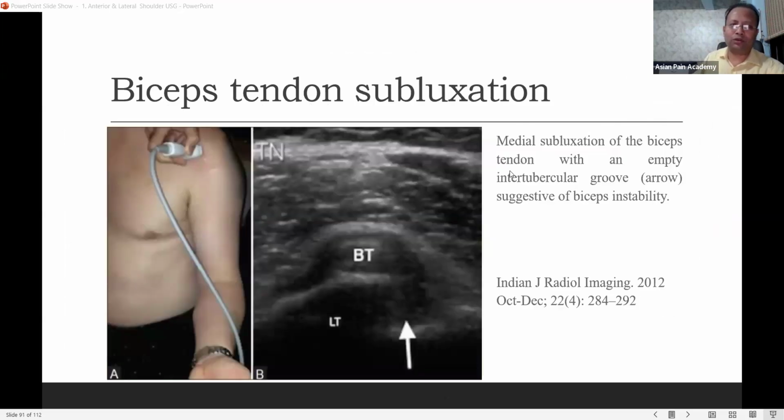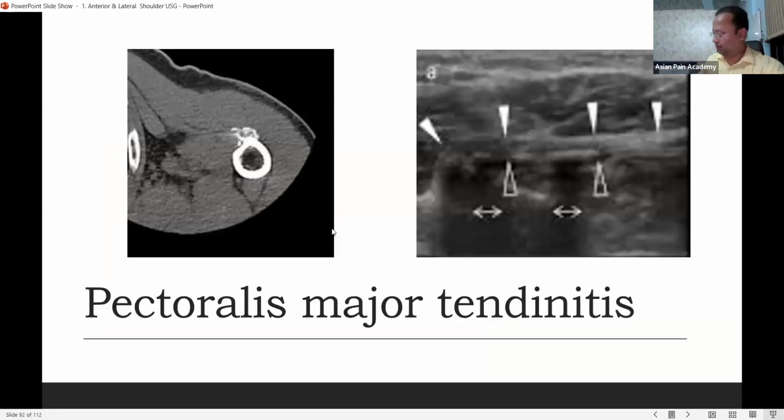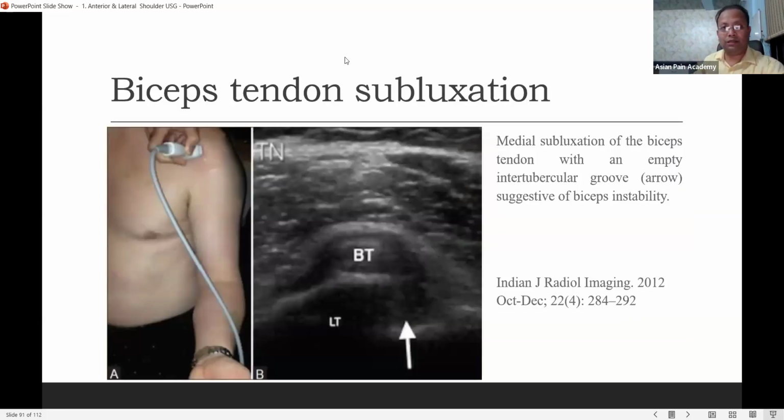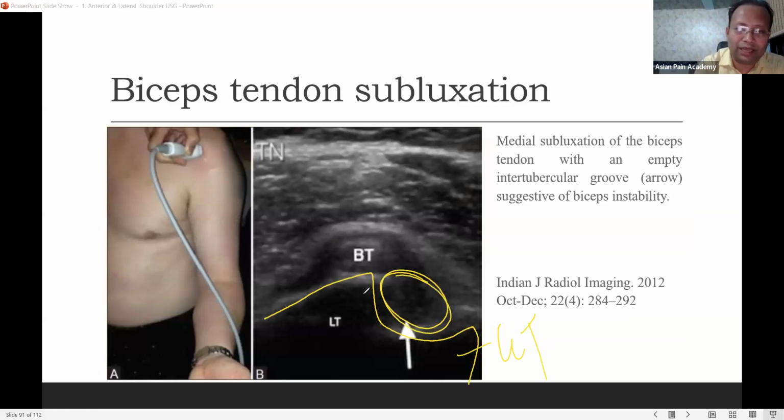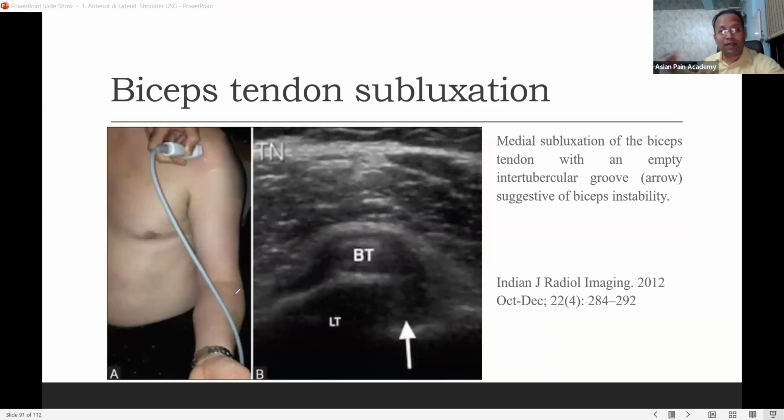Okay. So here one more thing, biceps tendon subluxation. You can see this is the lesser tuberosity, this is the groove, and this side must be the greater tuberosity. The biceps tendon should have been here, but where is it? Most of the time when subluxation occurs, the biceps tendon goes over the lesser tuberosity. This is the common area for subluxation.